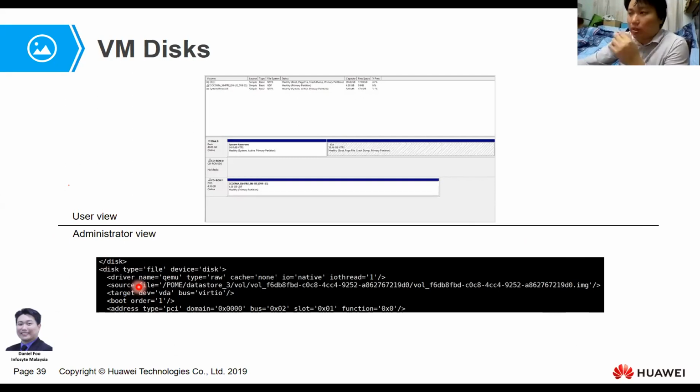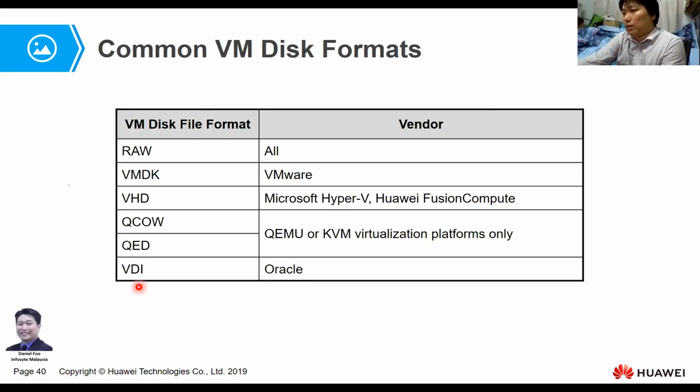Okay, so this is on the virtual machine disk view. And you will see that based on different vendors, they might utilize different virtual disk formats, as I mentioned earlier. So VMware will be using VMDK, Hyper-V and Fusion Compute using VHD.